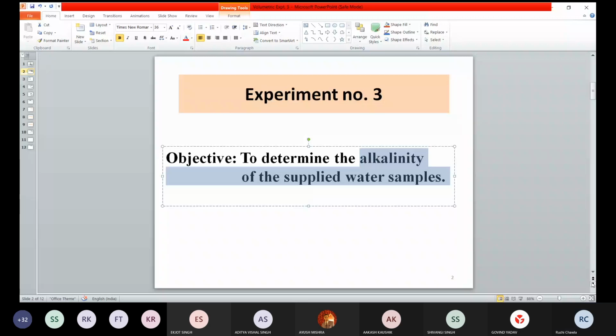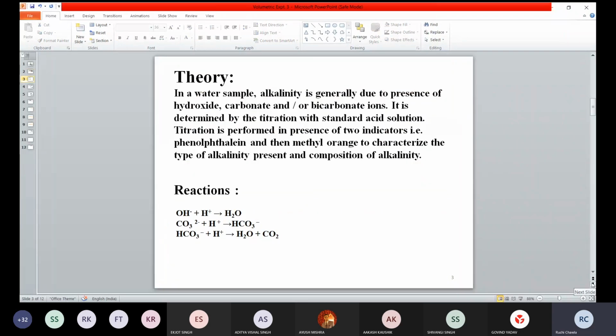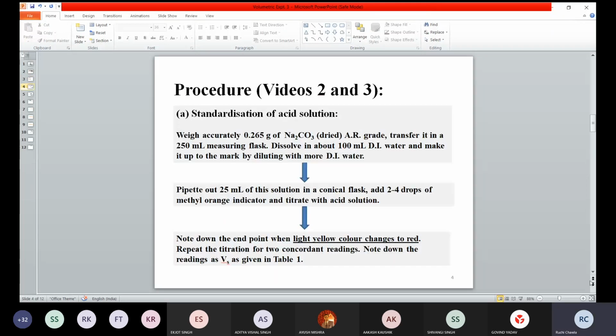So today I don't have much to explain. I will be only supplying the data to you and you will be completing the experiment. So theory I have explained to you already, in fact twice. Once I have taken it in the class and second time in the last experiment. So you know the neutralization reactions of the hydroxide, carbonate and bicarbonate ions. Even the procedure is the same.